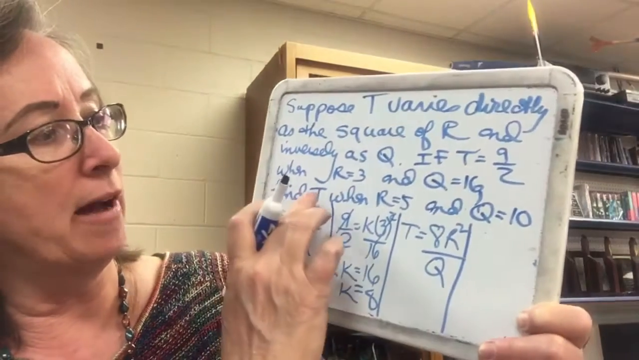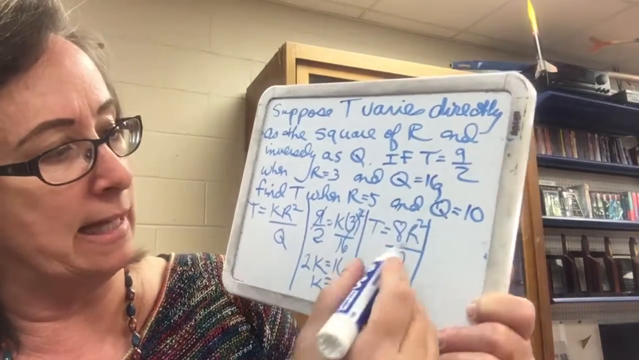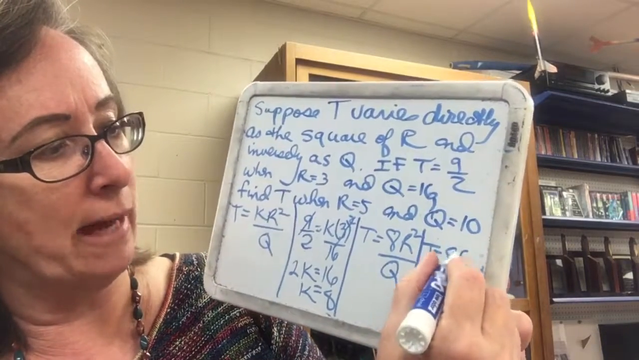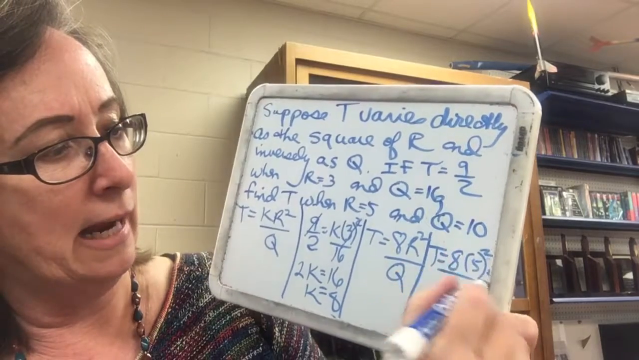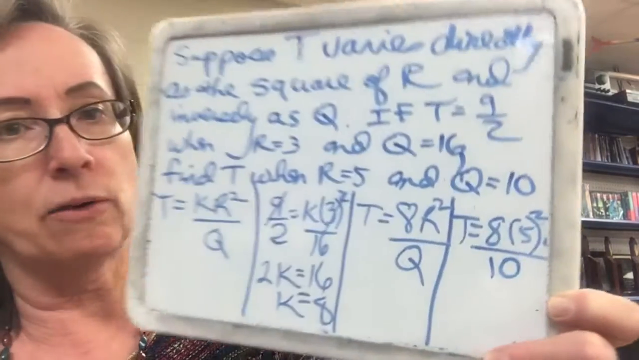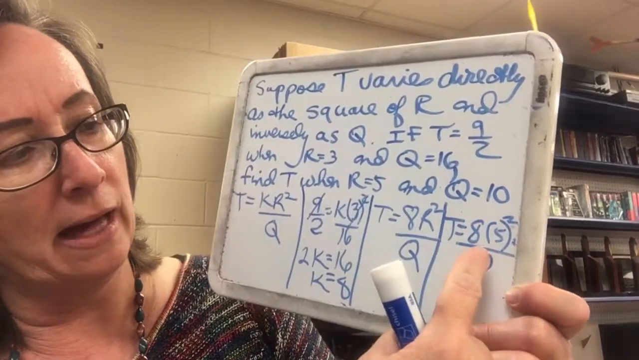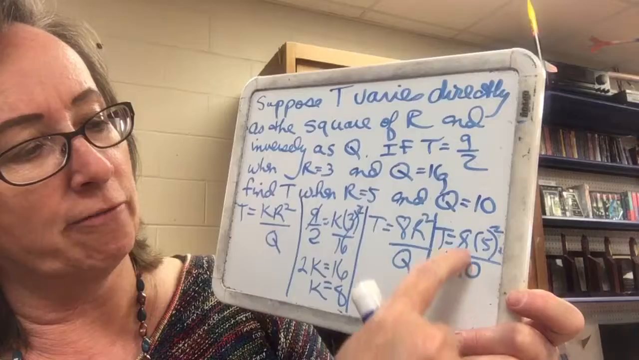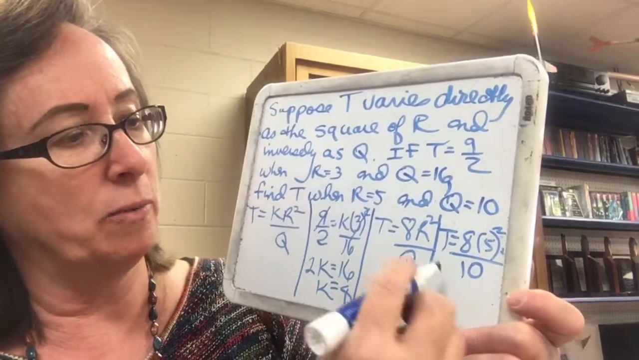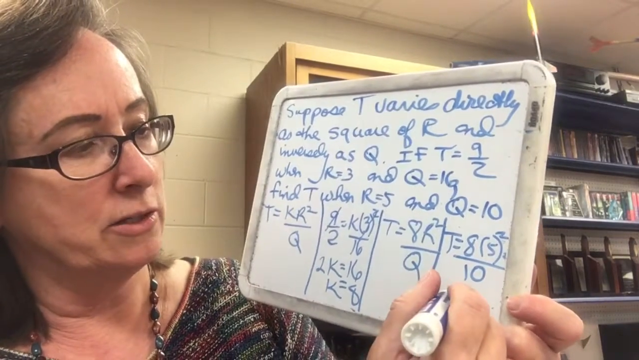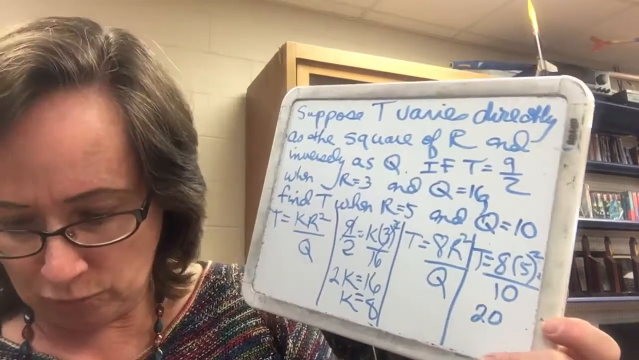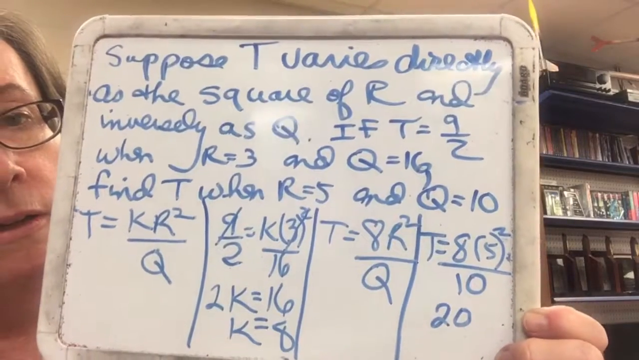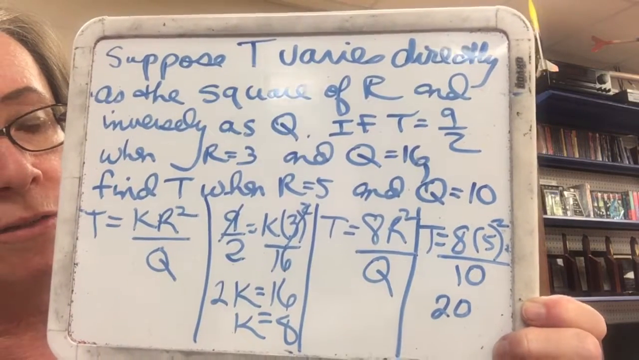And then it says find t when r is 5 and q is 10. So I have 5 squared, and q is 10. So I end up with 25 times 8 over 10, and that winds up being 4/5 of 25, which is 20. So t should be 20 on that one, and that is the correct answer. I'll show you the whole big thing there so you can take notes on that.